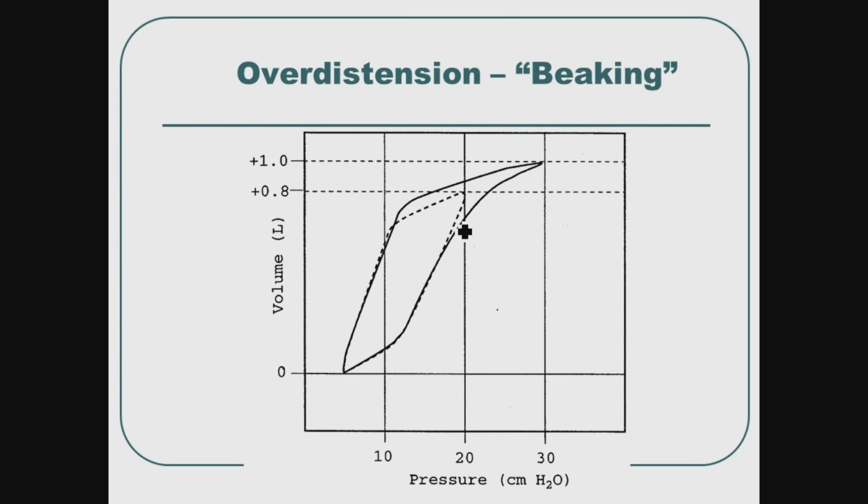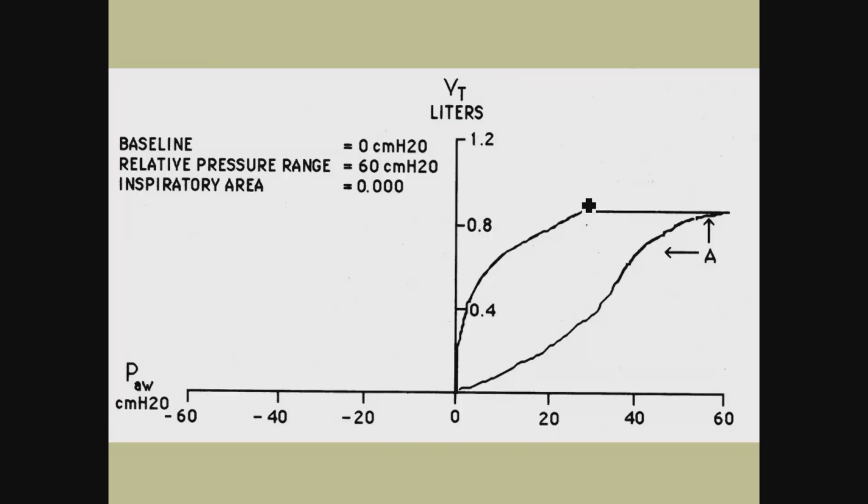If you think about it, I'm using additional pressure to get a small amount of volume in. If I have small volume and big pressure change, that means I must have a fall in compliance, and that fall in compliance is simply because I've over-distended. There's no reason to put 1,000 milliliters into this person. 800 is sufficient. And there's just another picture of that beaking process going on.